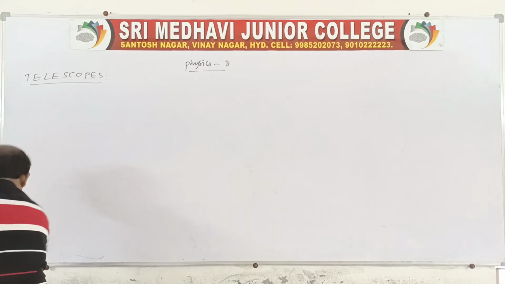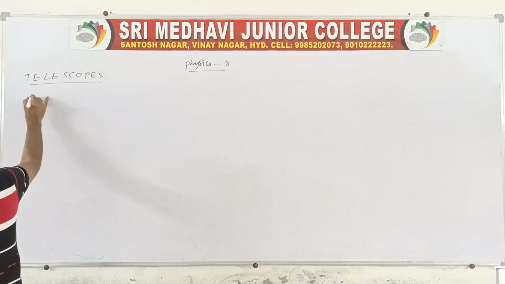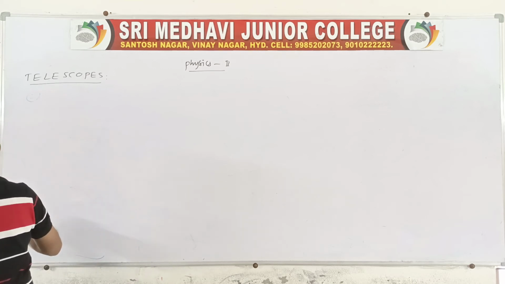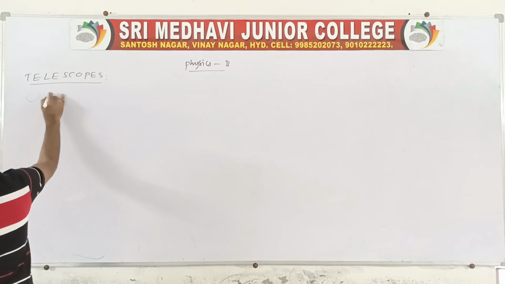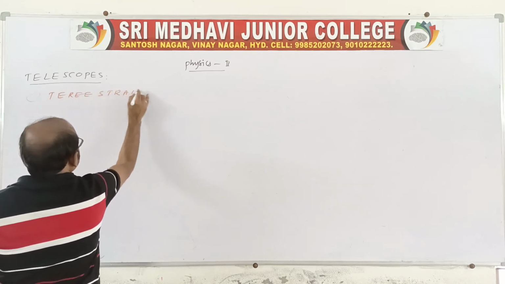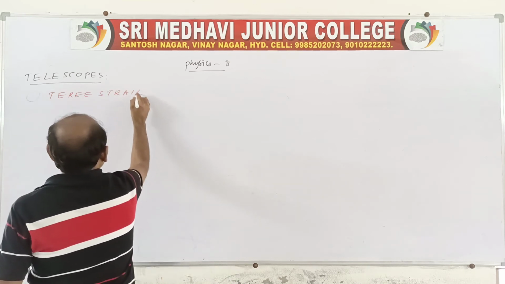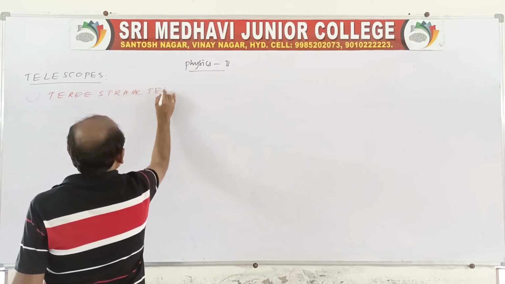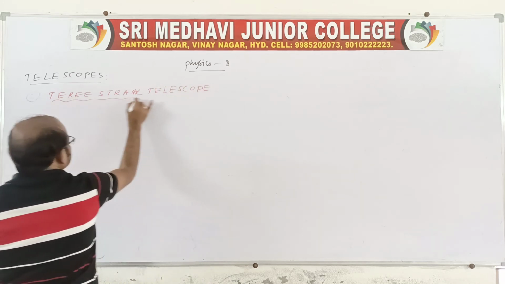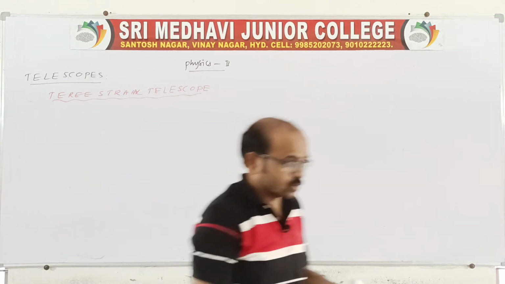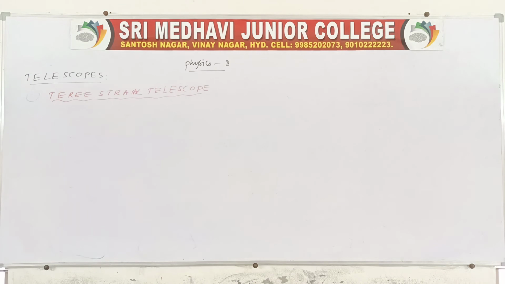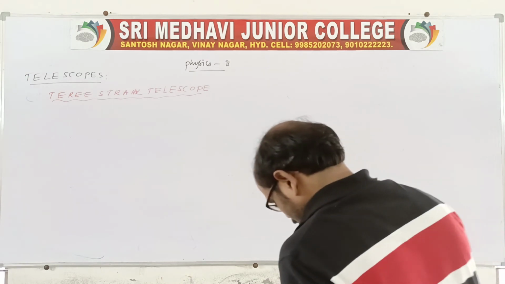Right, you go for the second one, that is about the terrestrial telescope. So this terrestrial telescope corrects the image. Clear? This corrects the image. Let me explain with the diagram.